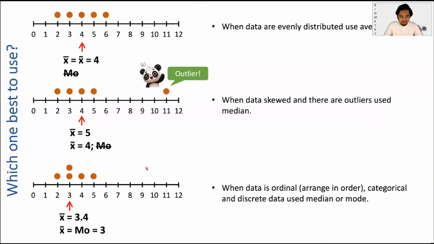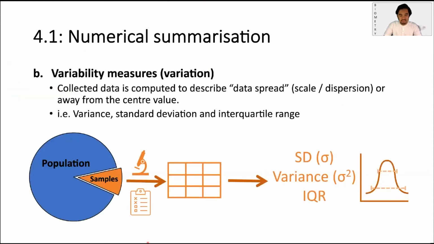And if we have data that is recorded into categories or arranged in order, where you measure the frequencies, the best way to calculate your central tendency, the center of your data, is by using the median or the mode. And when we do the measurement, we not just calculate the center of your data distribution. We are also looking at the variation of your data.